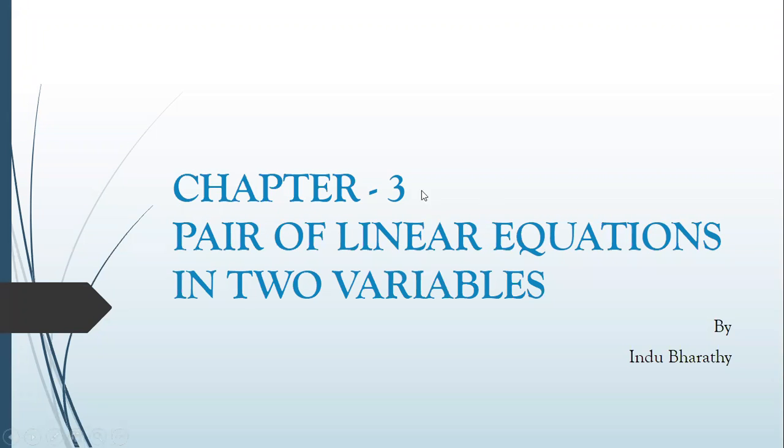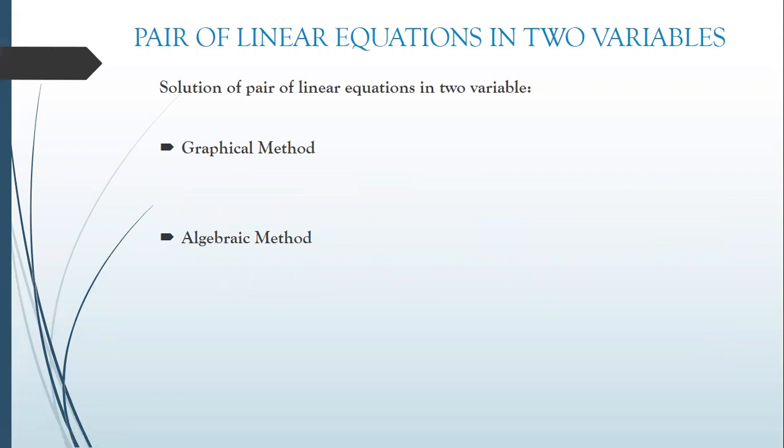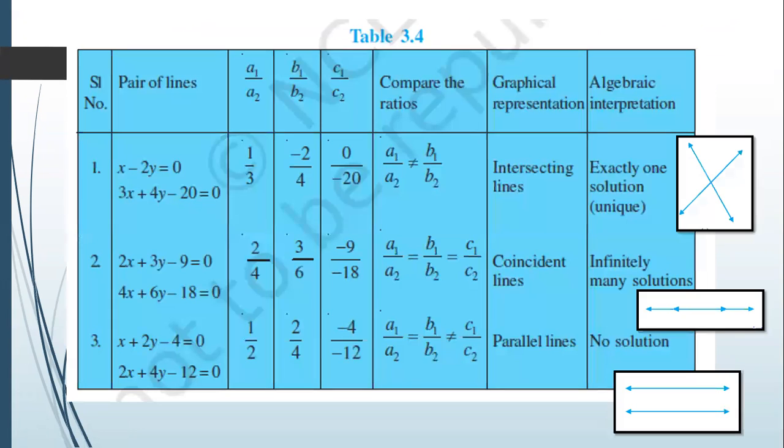Morning everyone. Today we'll continue with chapter 3, pair of linear equations in two variables. So we had seen there are two ways of solving a pair of linear equations: graphical method and algebraic method. This is the table that shows the relation between a pair of linear equations and how to compare their ratios to figure out how they would be in graphical representation and algebraic interpretation also.